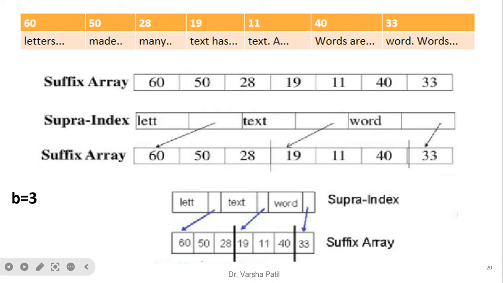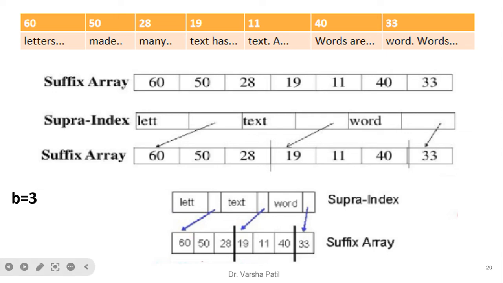If we take B equal to 3, then we are storing 1 2 3 under this, then 19, and under 19 we are storing 11, 40 and 30. If we take B equal to 2, we make 60, 50, 28, 19, 11, 40 and 30 location entries. So in this way, by selecting the particular choice, we select the supra index.